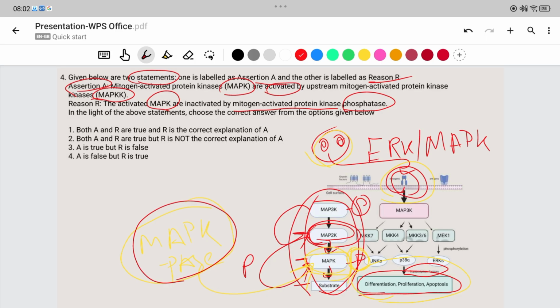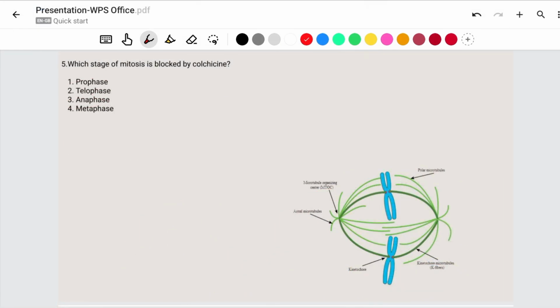So the activated MAP kinases are inactivated by mitogen activated protein kinase phosphatase. That is true, but it is not the reason for the assertion A. So both A and R are true, but R is not the correct explanation.